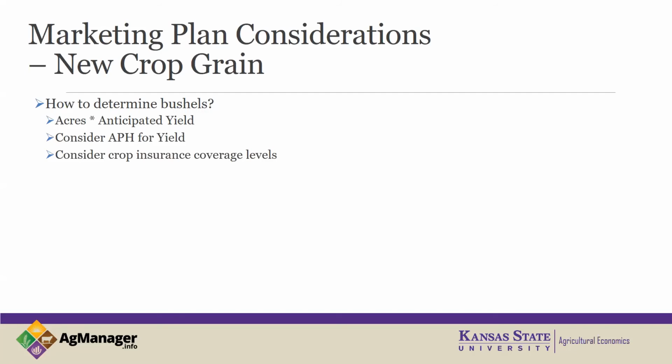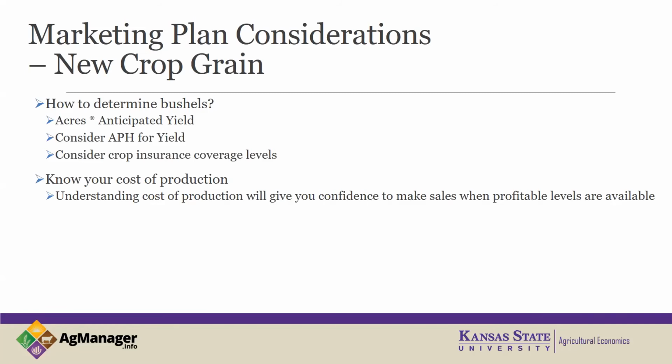Consider your average yield that you have on your farm, or consider your crop insurance coverage. We're going to give you an example of what we mean by that and how you figure that. Knowing your cost of production is very, very critical in this part, because that's going to help you feel very confident in coming up with that marketing plan on the target price you're wanting to go towards, so you are as successful and profitable as you can be.